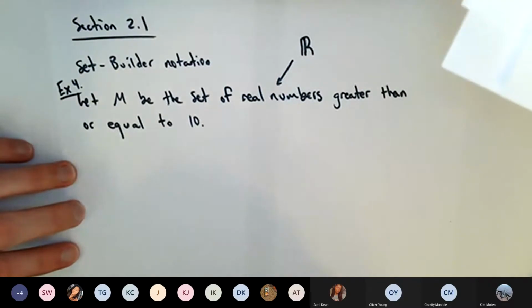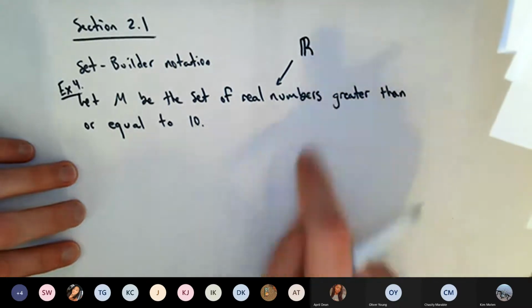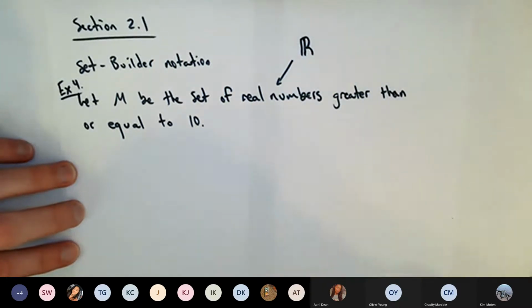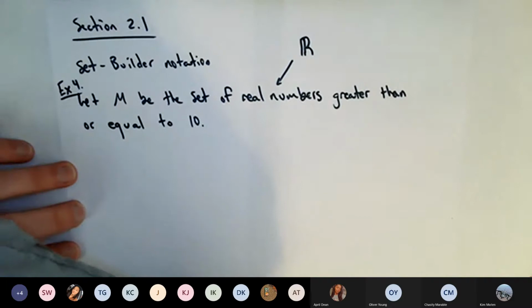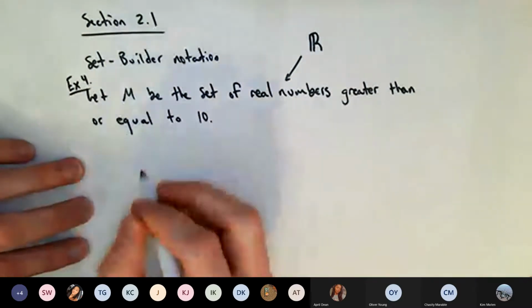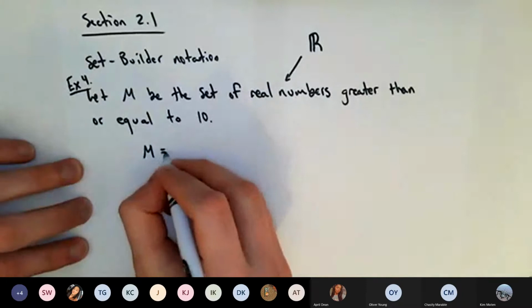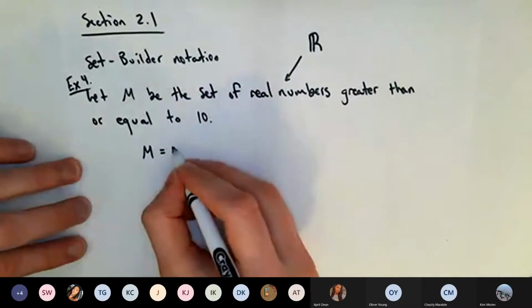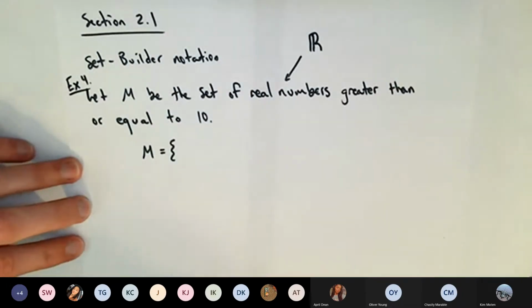And I think I described the set of natural numbers and integers last time, but maybe I didn't describe this one. So that's the set of real numbers there. That's the symbol we'll use. Okay, so first off, they tell us to let the set be M. So I know M is going to be the name of my set. Then I'm going to say equals, and then I'm going to have my curly brackets opening.